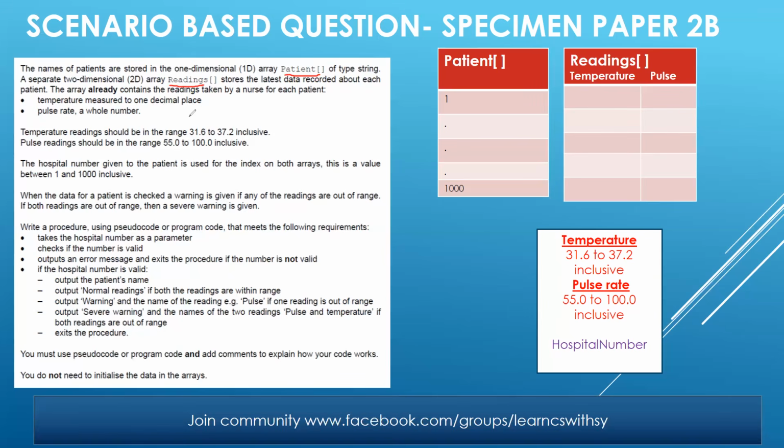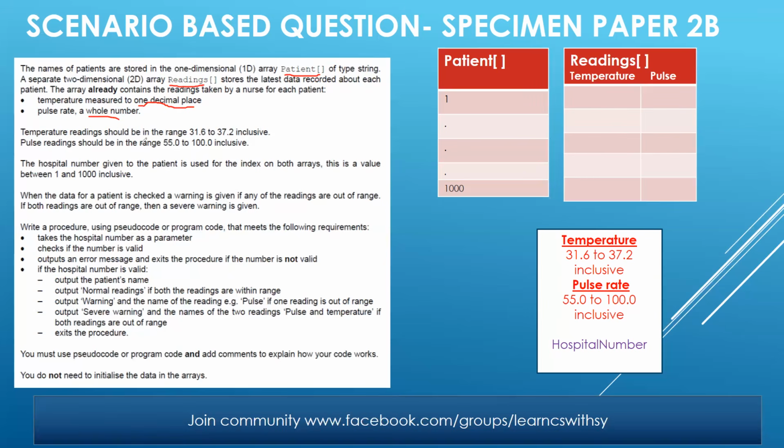Now, let's move on to temperature. Temperature is measured to 1 decimal place, and pulse rate is a whole number. This is what is given to you, that pulse rate is a whole number, and temperature is going to be to 1 decimal place. Now, this is what I have already understood.